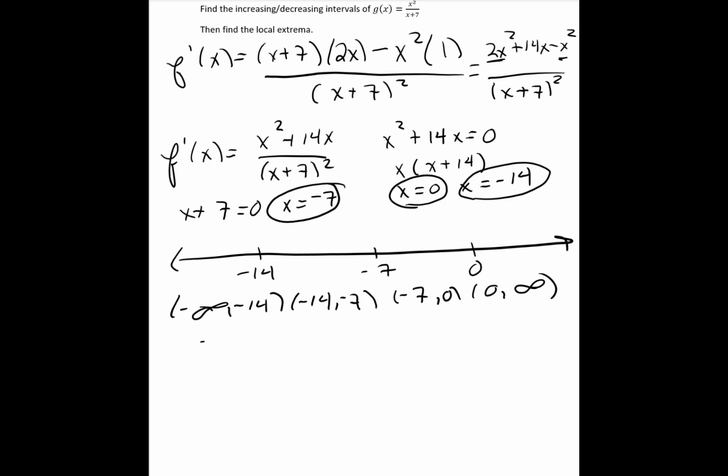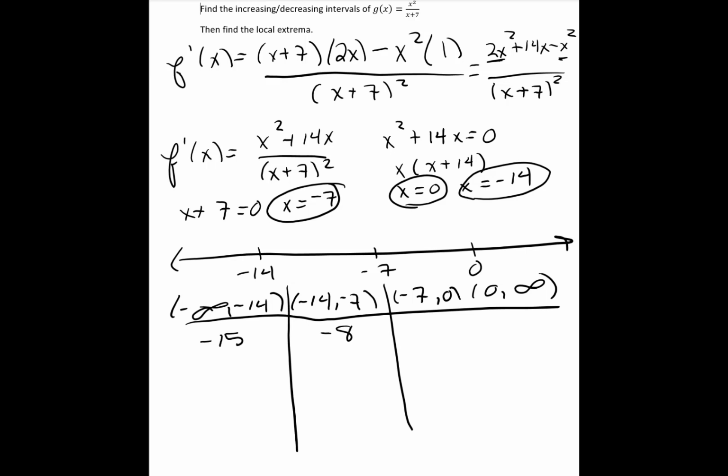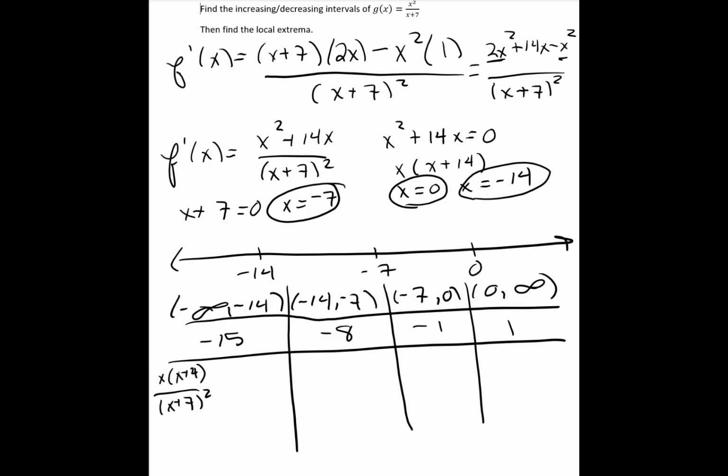You pick a number. Let's say I pick negative 15, negative 14 to negative 7, I'm going to pick negative 8, negative 7 to 0, I like negative 1, and then 0 to infinity, I'm picking 1. I'm going to put that into the derivative, and the (x plus 7) squared in the bottom will always be positive. So if you wanted to, you could go ahead and write in a fraction and say, I know the denominator is positive because it's squared.